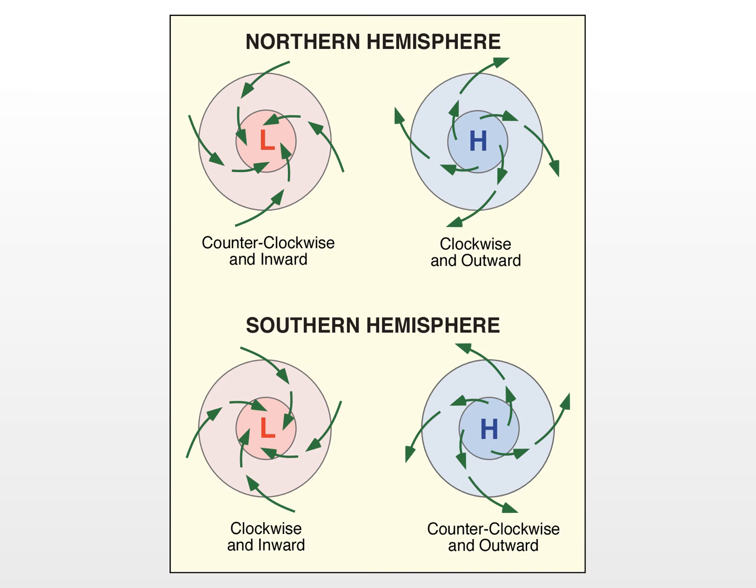The bottom diagram shows the southern hemisphere. To the left, we have the low. Notice the direction is the opposite from the northern hemisphere. It's clockwise and inward. And on the right, in the bottom, we have the high pressure center, and it's counterclockwise and outward.